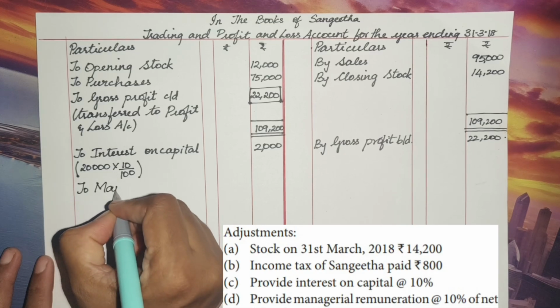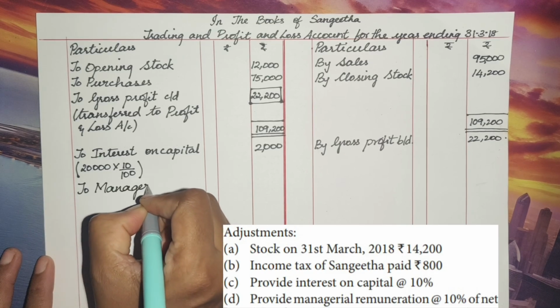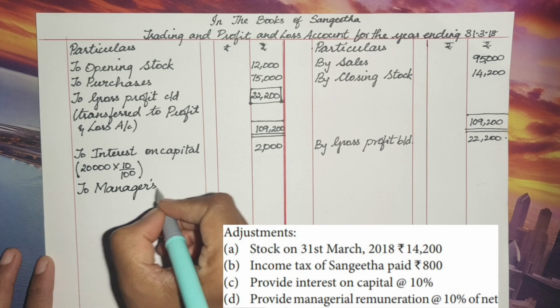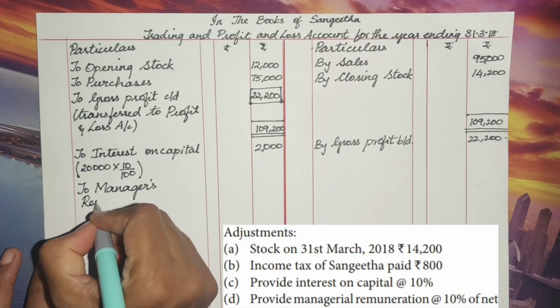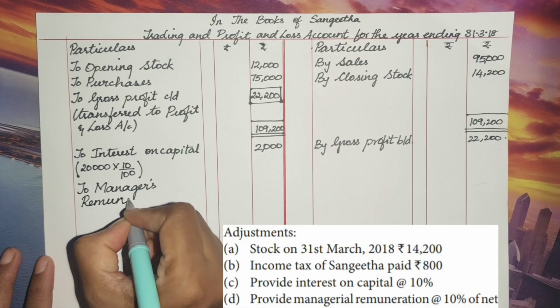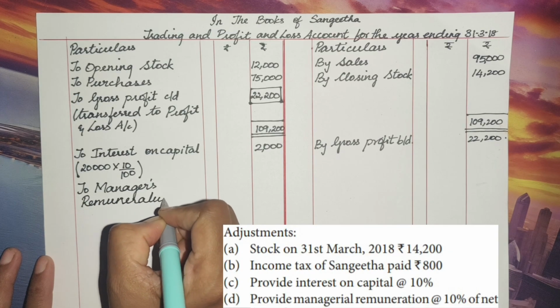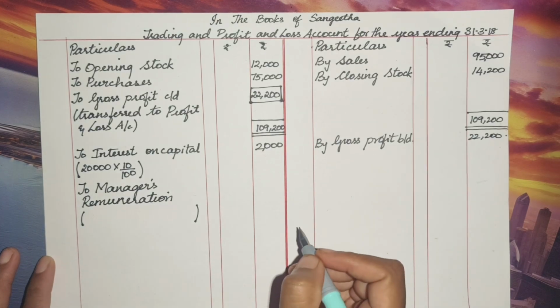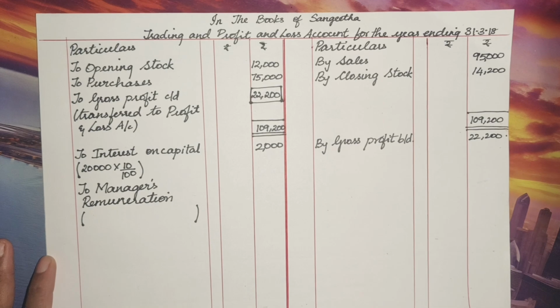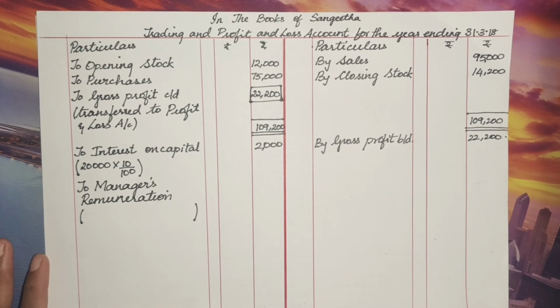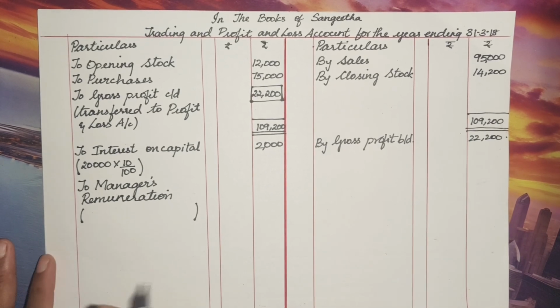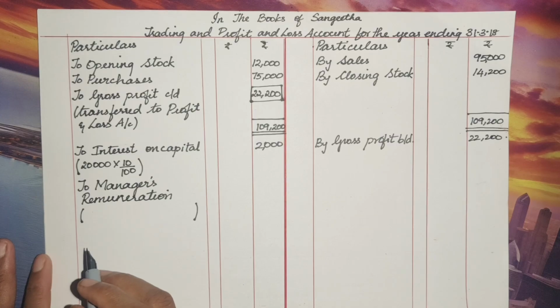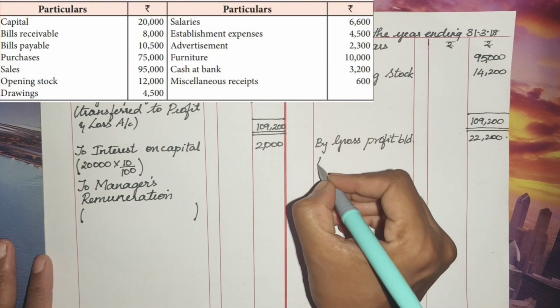Next we are moving on to the next adjustment, which is manager's remuneration or manager's commission. In this sum they have given it as manager's remuneration. Let's go ahead and write manager's remuneration. Manager's remuneration cannot be calculated now because we need the net profit. I call it a dummy net profit. It's not the actual net profit. So we need the net profit, and I leave it blank, giving 2 lines for the working.